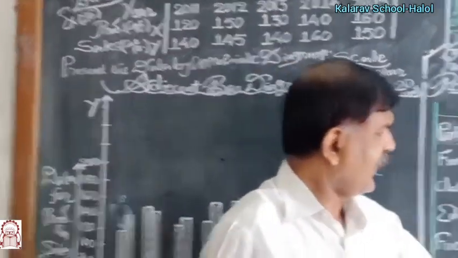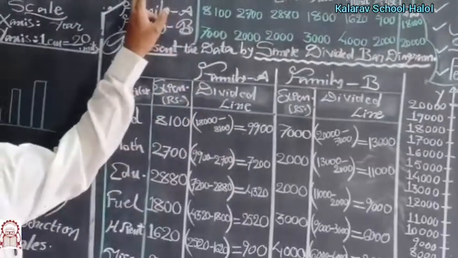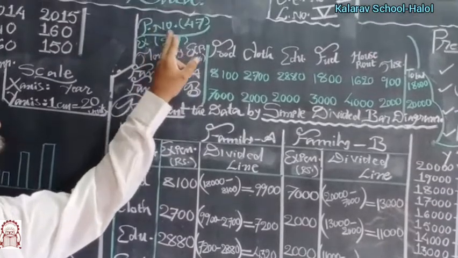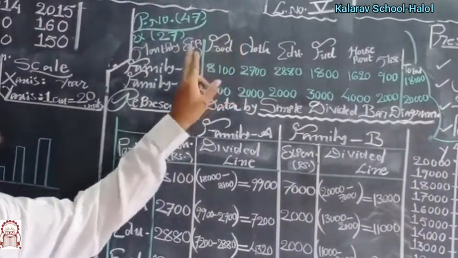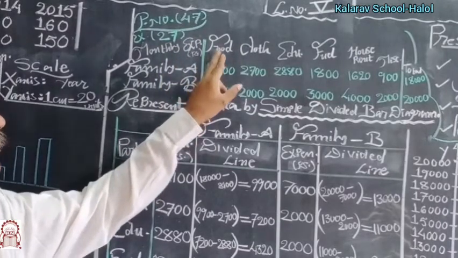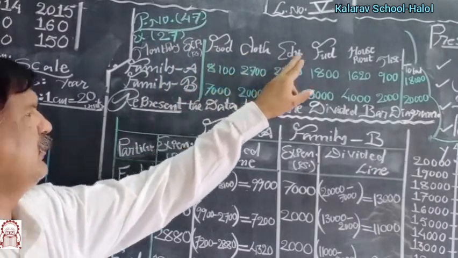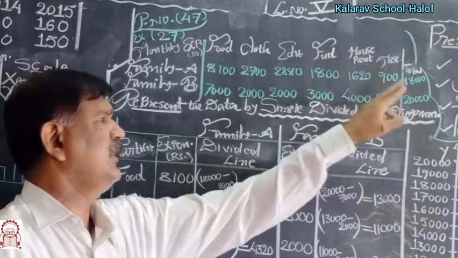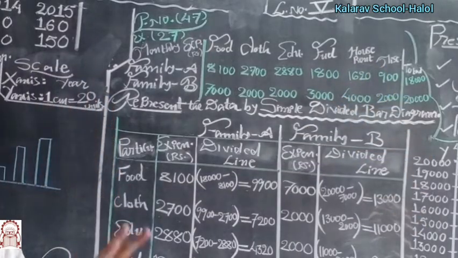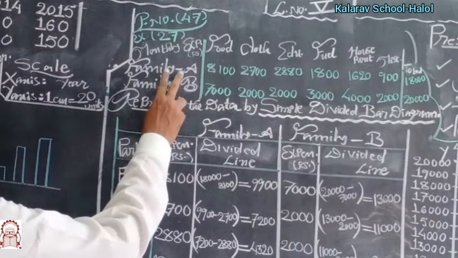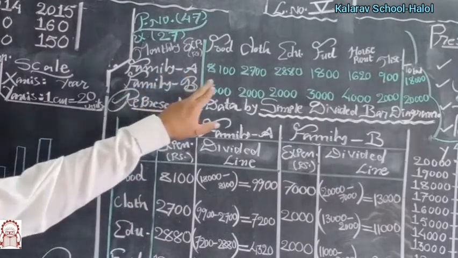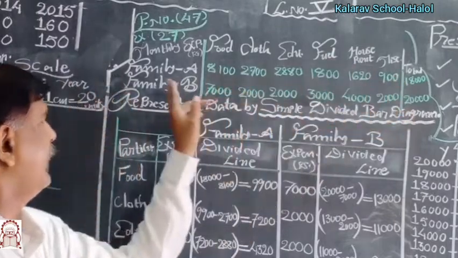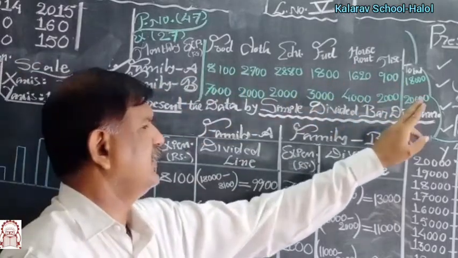Now, the next example, number 27 on page number 47. Monthly expenses on food, clothing, education, fuel, house rent, and miscellaneous expenses for two different families, family A and family B, are given. Family A's total expenditure is 18,000. Family B's total expenditure is 20,000.